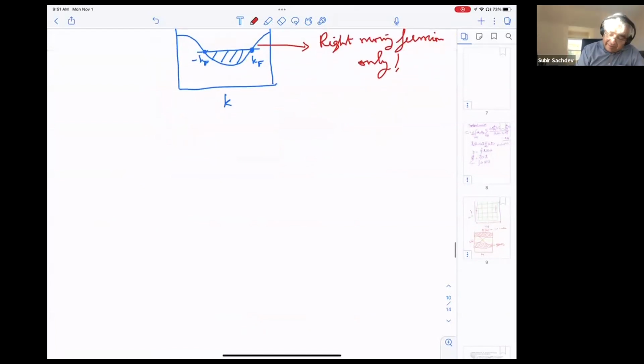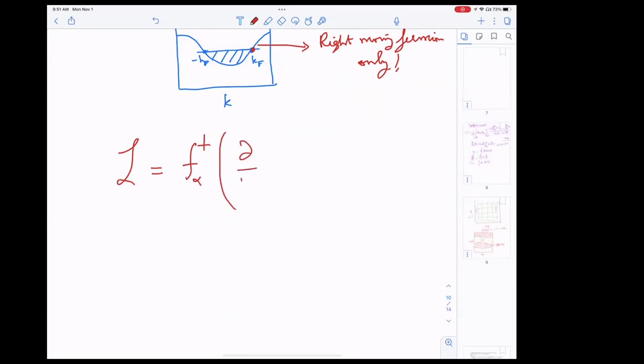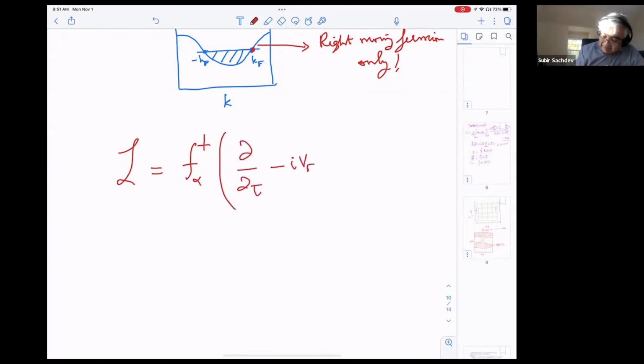Okay, so what is the Lagrangian? Well, it's just a right-moving fermion. You can measure your energies from this point, which we take to have the zero energy. So it'll be these fermions F dagger alpha, the d by d tau minus i, there'll be some velocity, i v_F d by dx, of F alpha. So that's our theory for the right-moving fermion, and it's in 1+1 dimension.